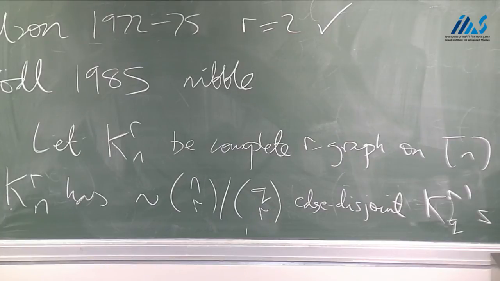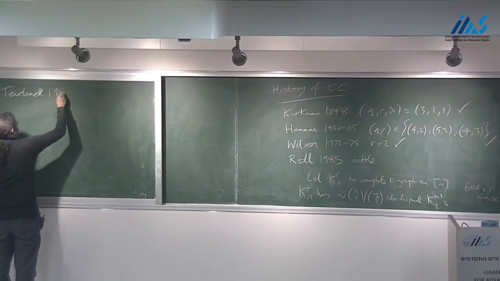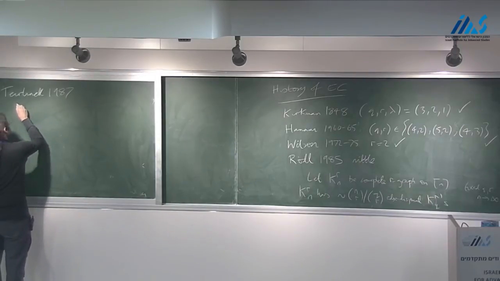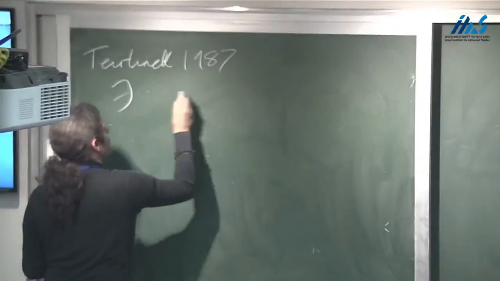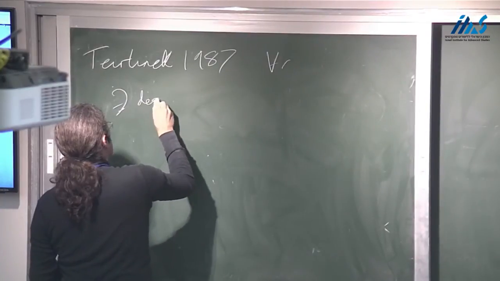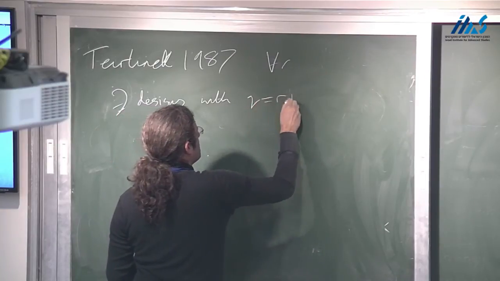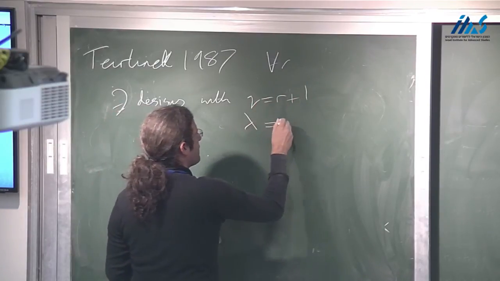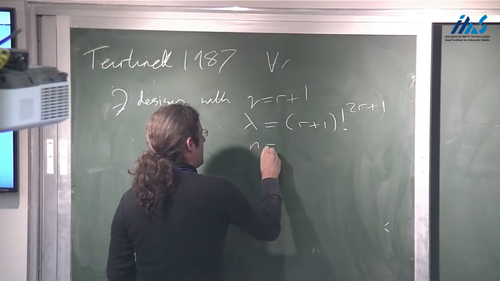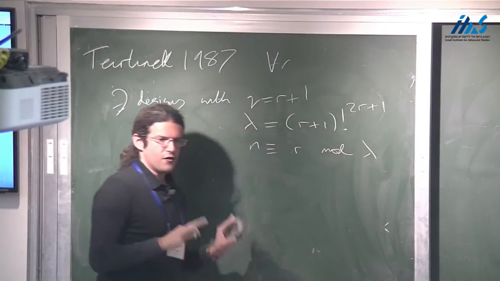Which I mentioned next: Teirlinck, 1987, constructed the first infinite family in a certain sense. He showed that for all R, there exists a design with Q equal to R plus 1, and lambda something, if I remember correctly, (R plus 1) factorial to the 2R plus 1, with n congruent to R mod lambda. The values I've written are not important.